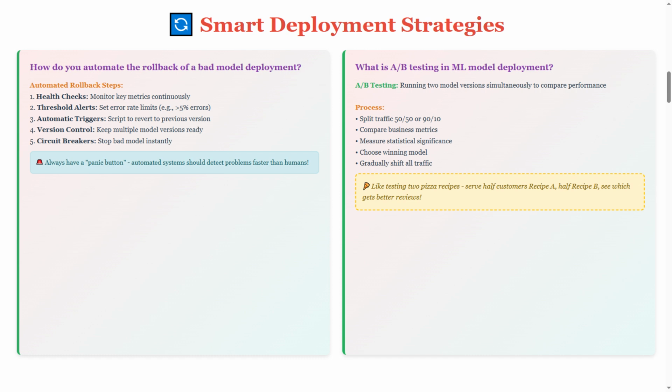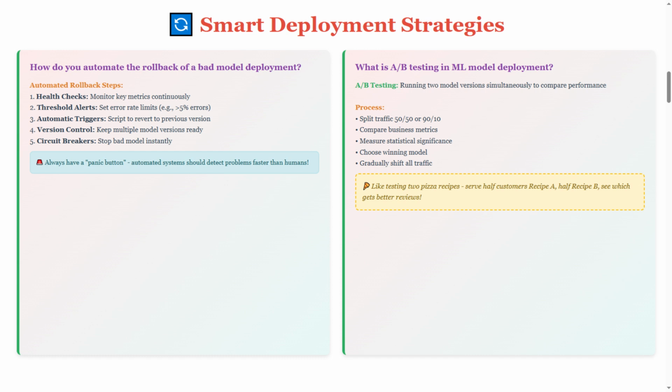Here are the automated rollback steps. First, health checks to monitor key metrics continuously. Second, threshold alerts to set error rate limits like greater than 5% errors. Third, automatic triggers with scripts to revert to previous versions. Fourth, version control to keep multiple model versions ready. Fifth, circuit breakers to stop bad models instantly.